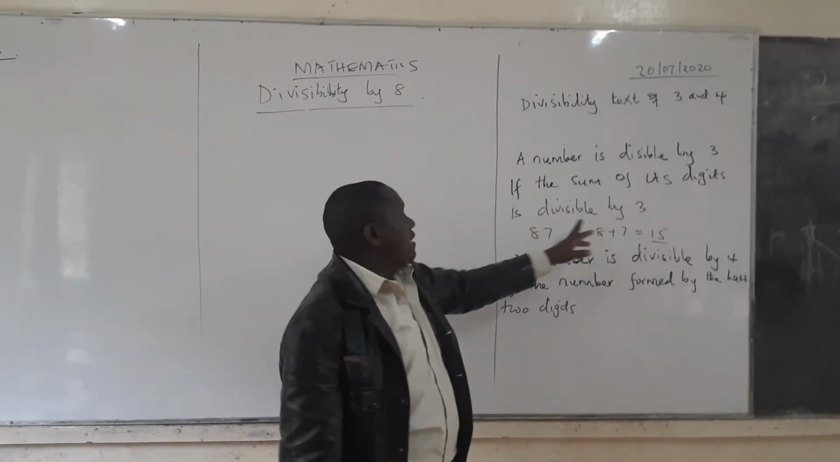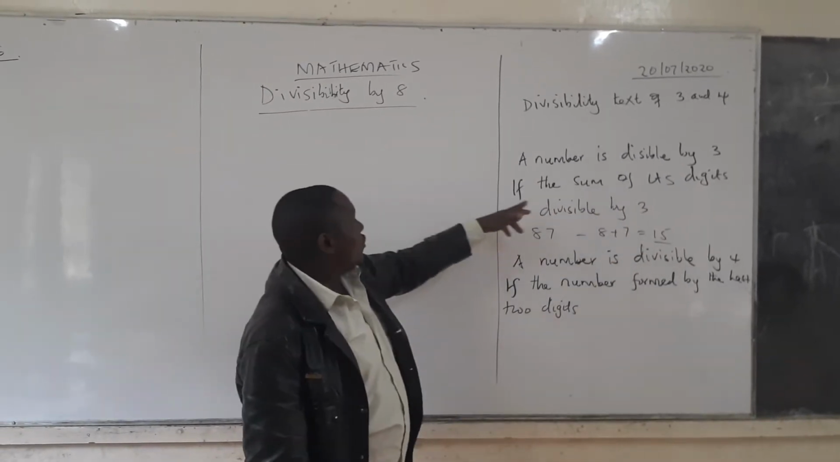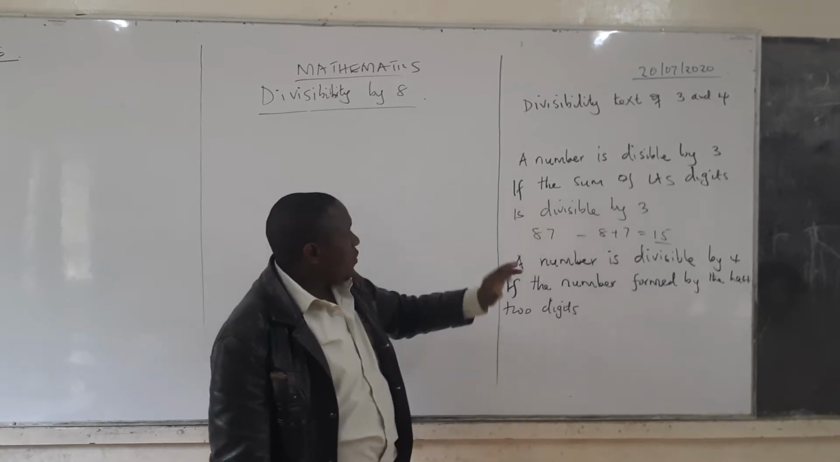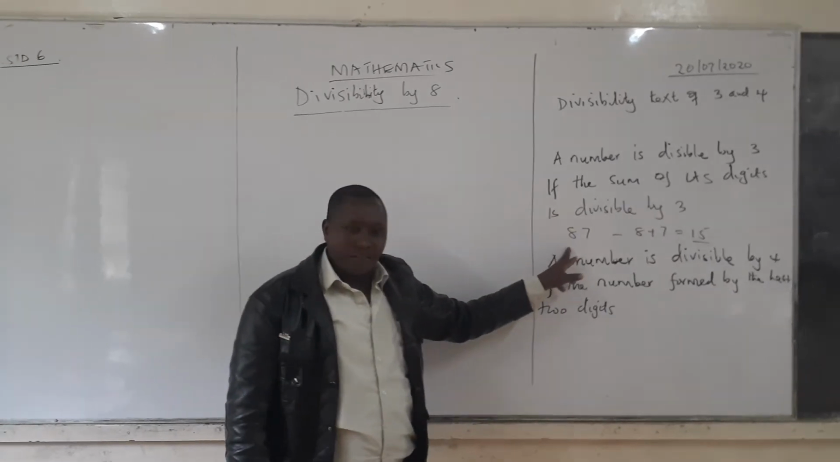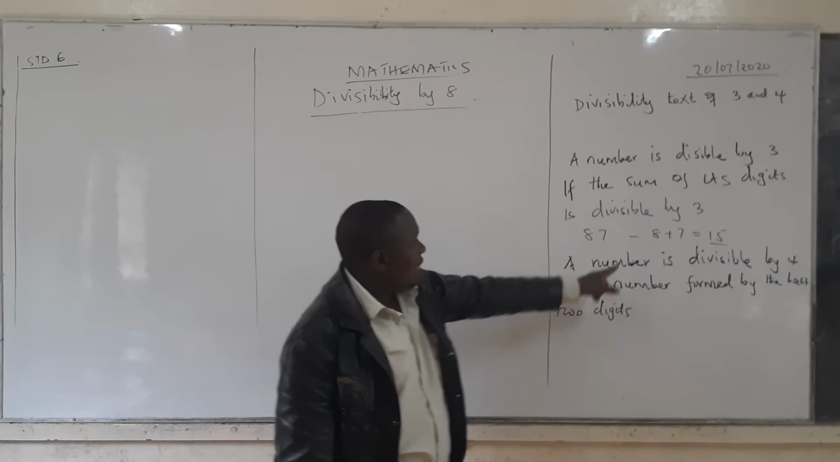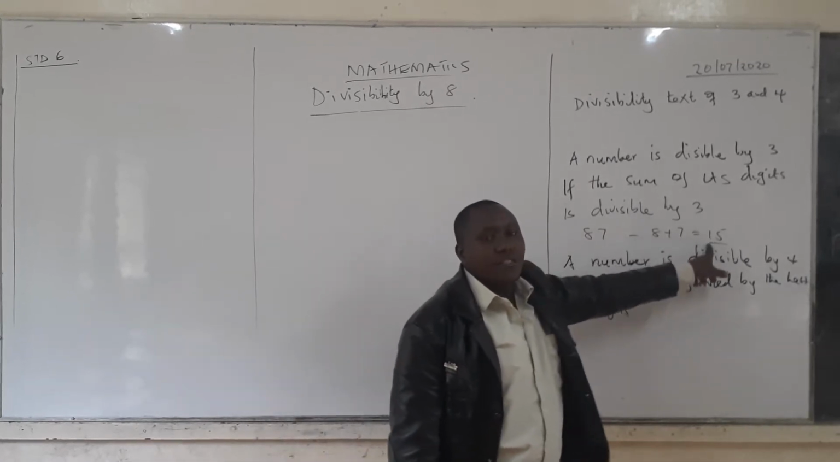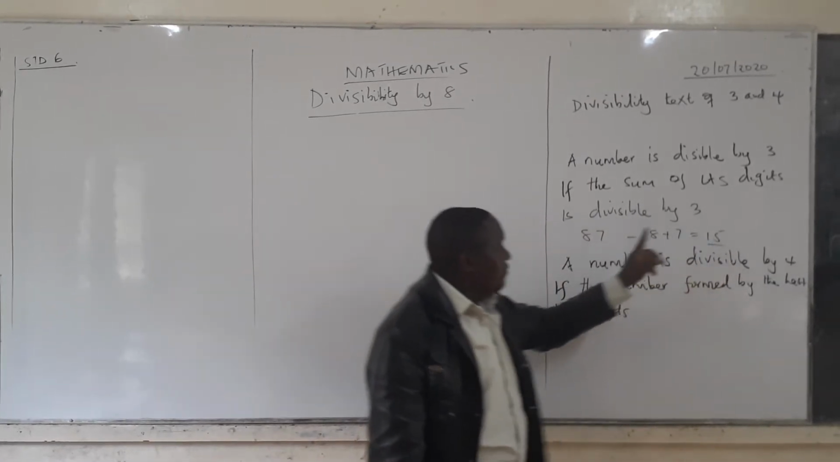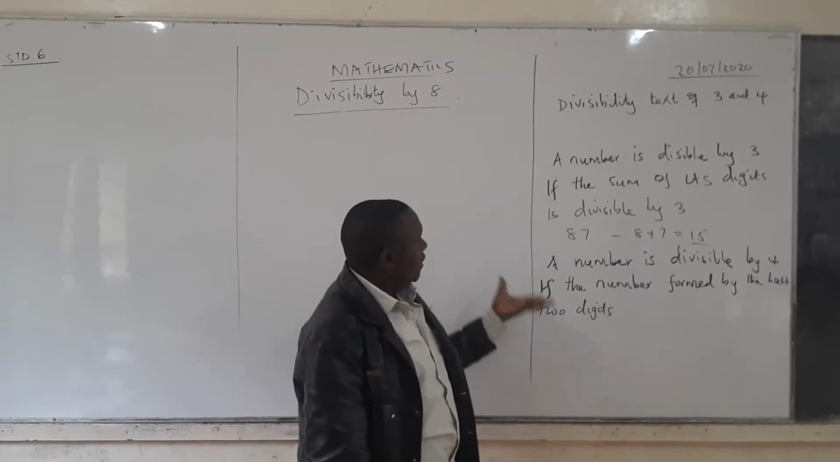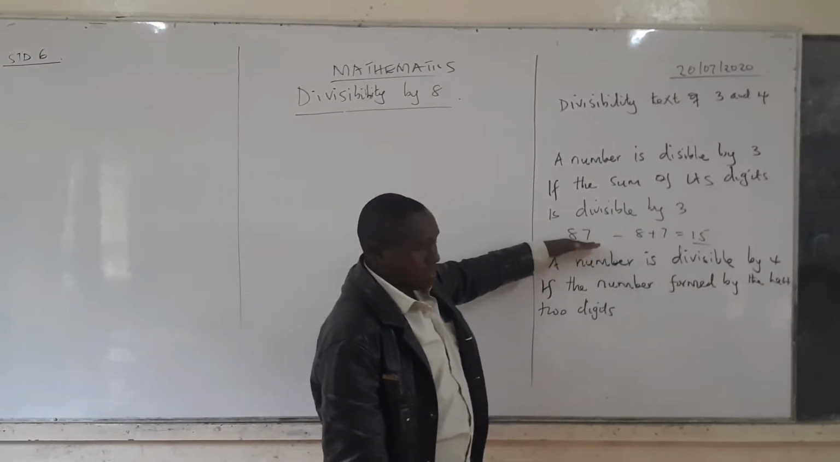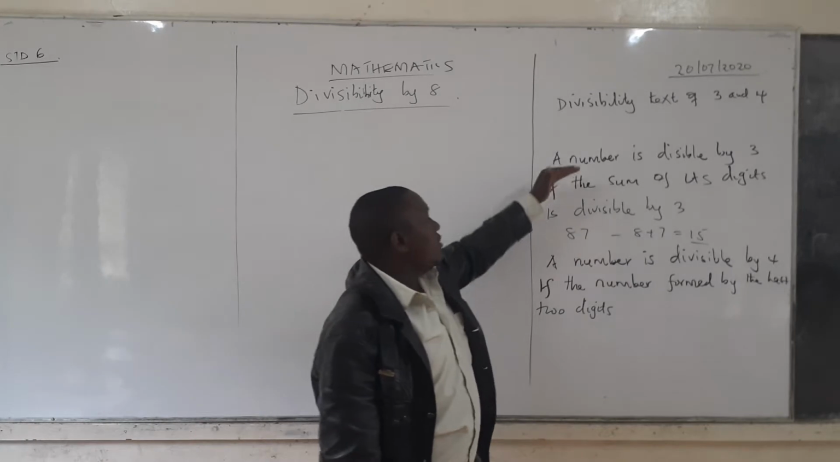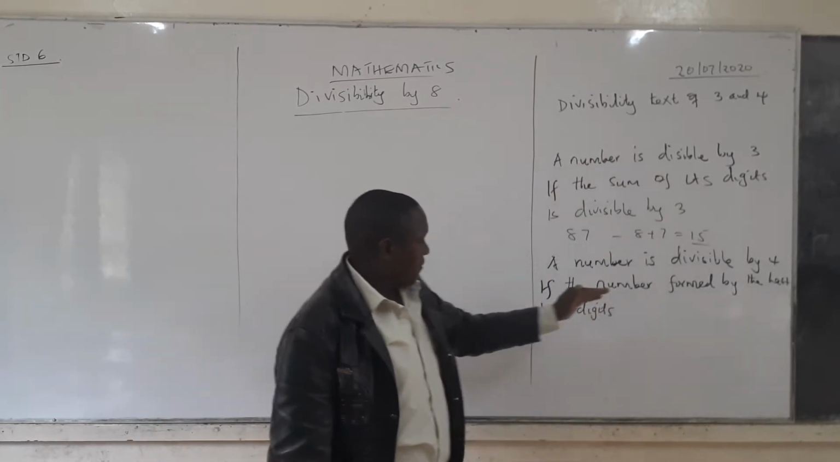We are saying a number is divisible by 3 if the sum of its digits is divisible by 3. We are using a condition, if. For example, we can have the number 87. You say 8 plus 7, you get 15. This 15 is divisible by 3. It's a multiple of 3. Therefore, we are saying the number 87 is divisible by 3 by using the divisibility test.